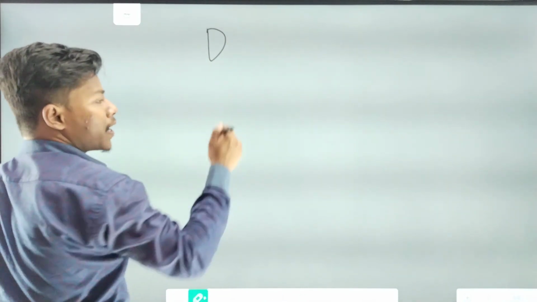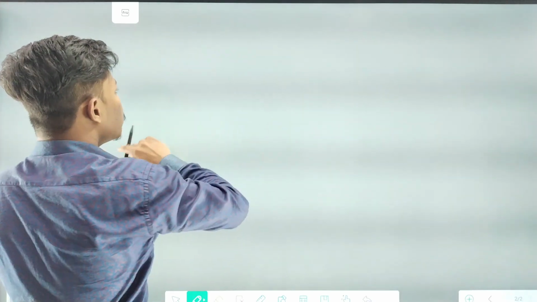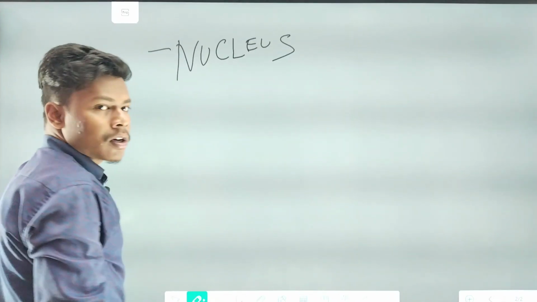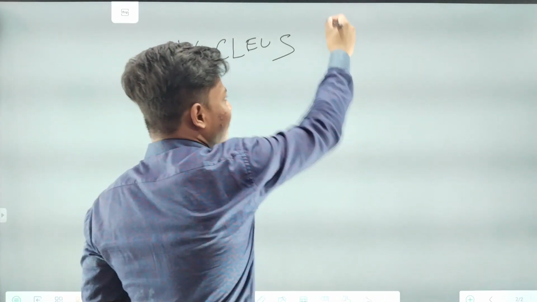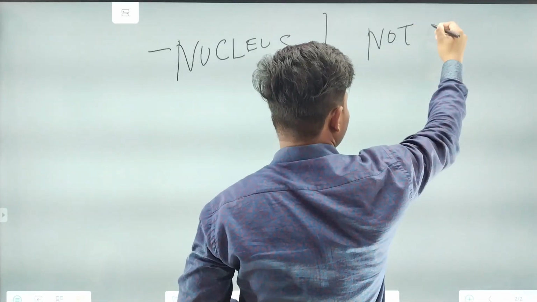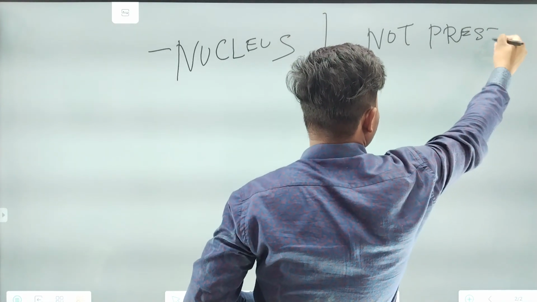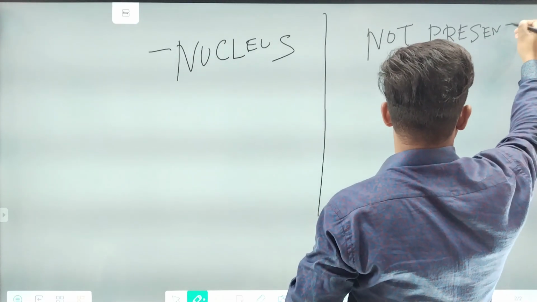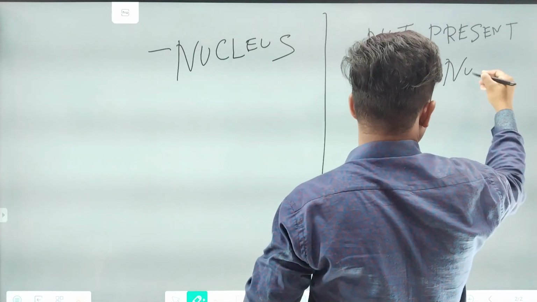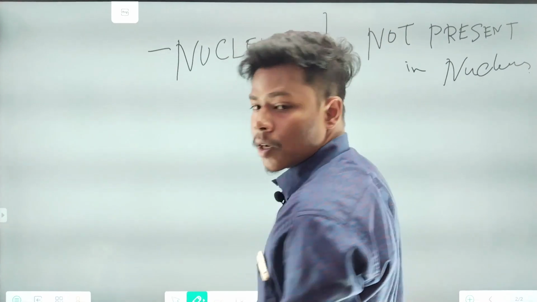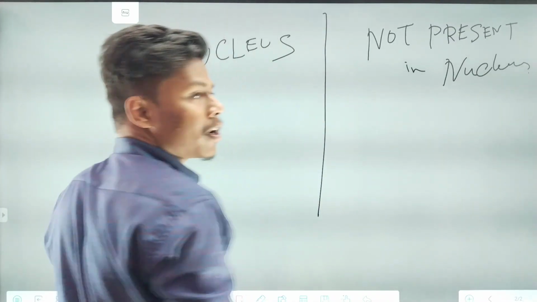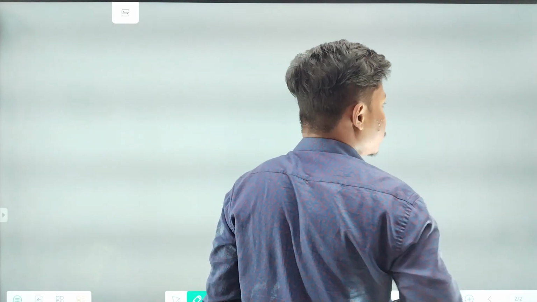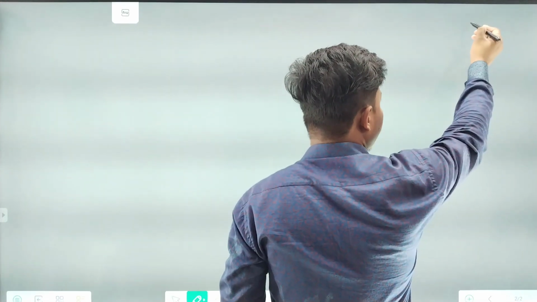Another difference between DNA and RNA is that most of the DNA is present in the nucleus. All the DNAs are present in your nucleus, and RNAs are not present in the nucleus. Most of the DNAs are present in the nucleus and RNAs are not. So here are the 5 differences. Now coming to their structure, that means what a DNA and RNA are made up of.